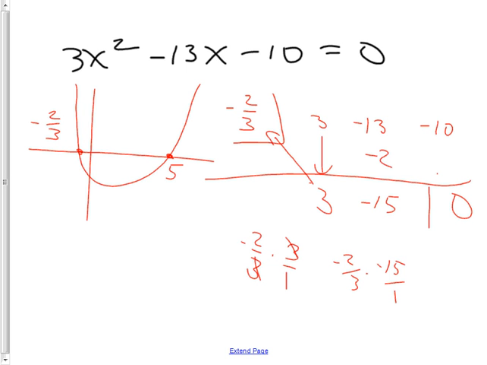And then I can do some canceling. 3 goes in here once. 3 goes in here 5 times. 5 times 2. Negatives cancel. Makes it positive 10. Look at that. And it actually worked. And so that means my answer would have been x minus, no, plus 2/3 times 3x minus 15.